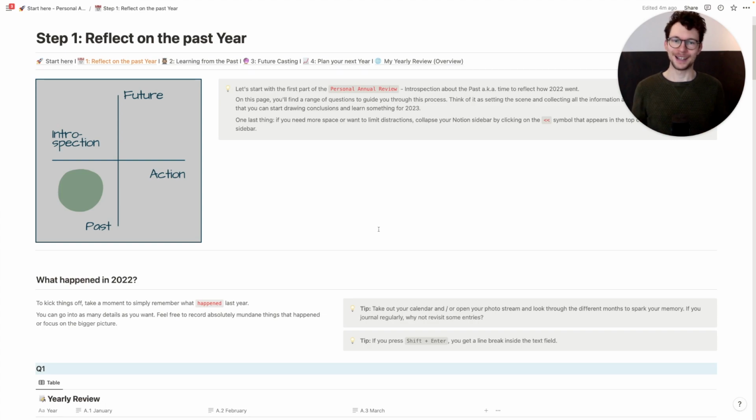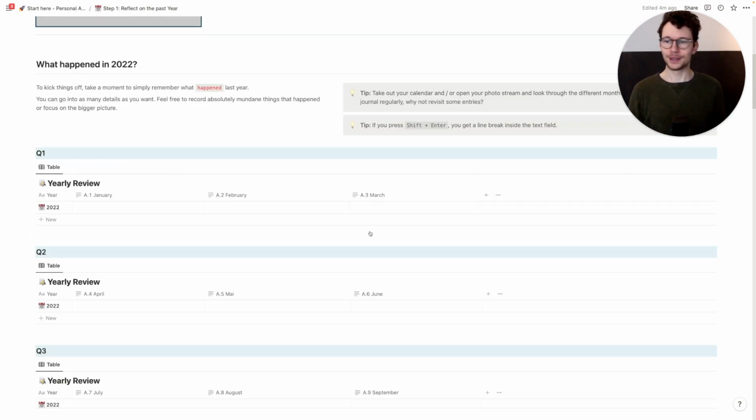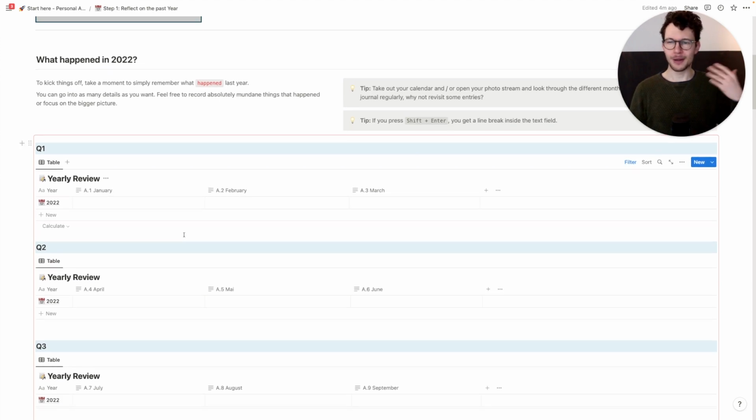The first page, as you already know, is about introspection about the past, which means that we're going to first figure out what happened in 2022, then we're going to practice gratitude, and last but not least, we're going to answer a few questions about the year. Now, one great tip for this first section where you just try to remember what happened is to take out your phone and go through the pictures that you've taken. Personally, I always have a lot of trouble remembering these things, and it takes a bit of time for them to come back. So if you have photos ready to just anchor your memory, that's a great tip here.